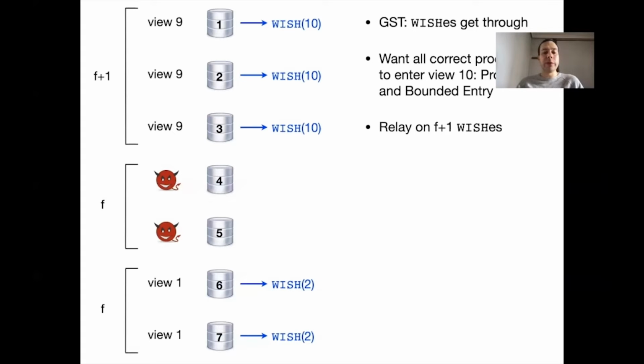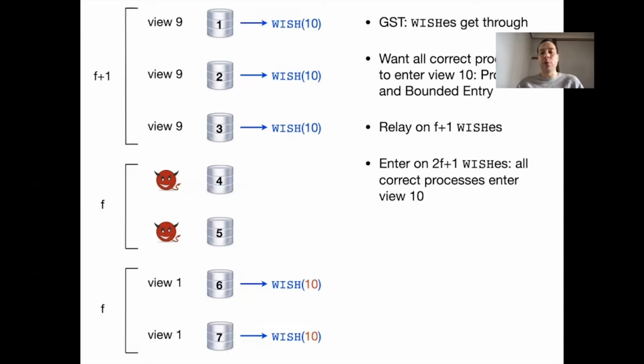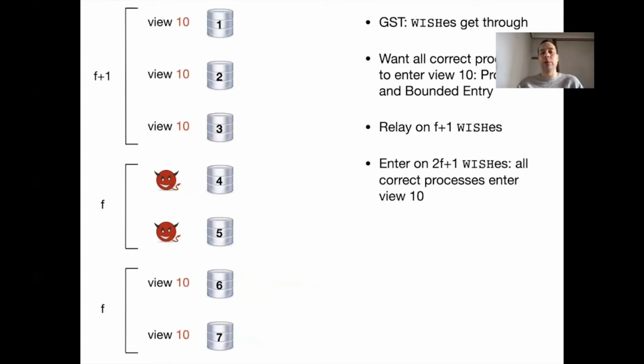So processes 6 and 7 will notice that there are f+1 wishes for view 10, and they will give up on trying to enter view 2 and instead try to enter view 10 and send the corresponding wish. And so now we have 5 wishes for view 10, and the rule is that we enter for 2f+1 wishes. And so now all the correct processes will be actually able to enter view 10. And so we've got what we wanted.